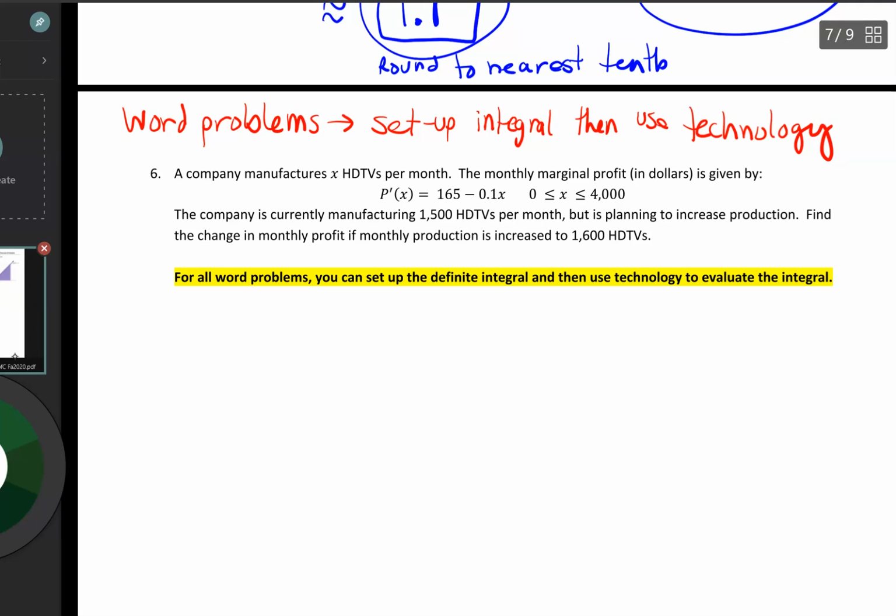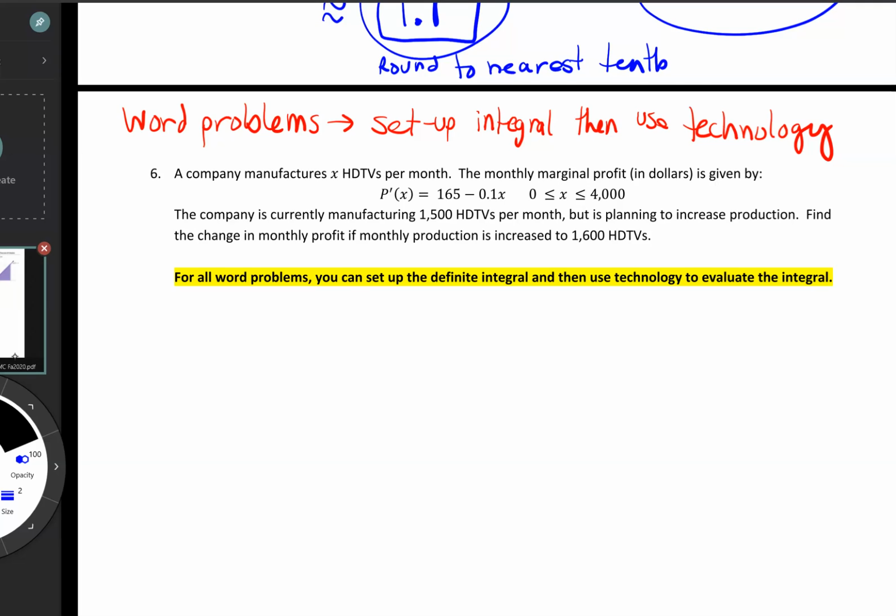Okay, so here we go. Let's read the problem. Let's set up an integral, and then we're going to use technology. So this problem says a company manufactures x HD TVs per month. The monthly marginal profit in dollars is given by this function. Okay, and x is restricted between 0 TVs per month and 4,000 TVs per month. The company is currently manufacturing 1,500 HDTVs per month, but is planning to increase production. Find the change in the monthly profit if monthly production increases to 1,600 HDTVs.